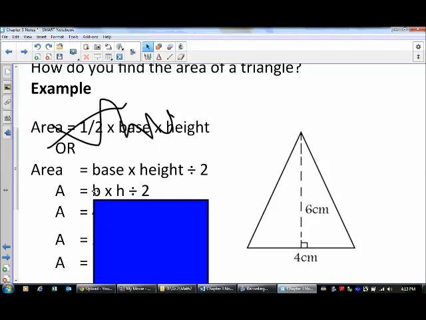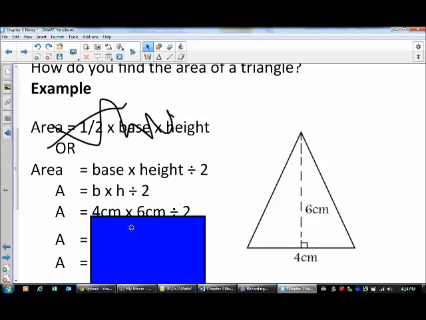Here are the abbreviations: B for base and H for height. So base times height, exactly the same as calculating the area of a parallelogram, except now we just divide it by 2. If we look at this triangle over here, this edge right here is our base, and our base is 4 centimeters. Our height, from the bottommost point to the highest point, is 6 centimeters. So we plug that in. Our base is 4 centimeters times 6 centimeters, and then we divide that by 2. Don't ever forget to put your units in there, because that's very important.